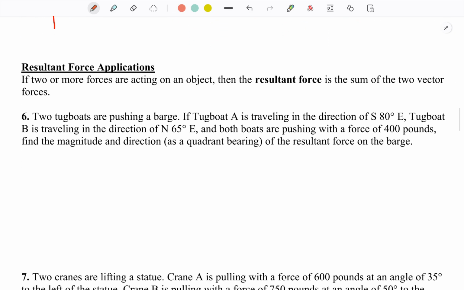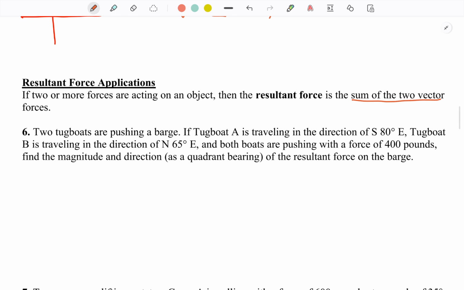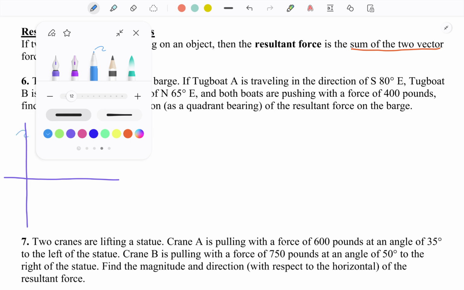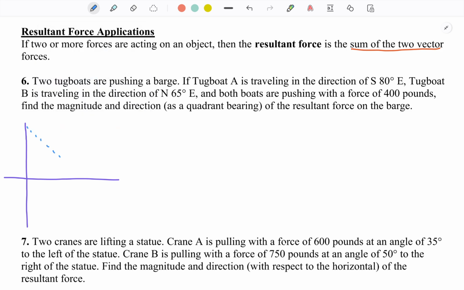So now let's look at some resultant force applications. If two or more forces are acting on an object, then the resultant force is the sum of the two vector forces. So we are going to be adding some vectors together. On number 6, we have two tugboats that are pushing a barge. Tugboat A is traveling in the direction of south 80 degrees east, so we're going to go ahead and draw a picture here. Tugboat A is heading southeast, so it's going this way. So 80 degrees.